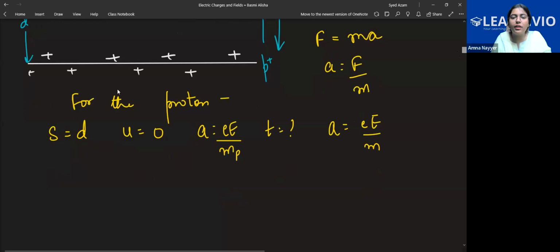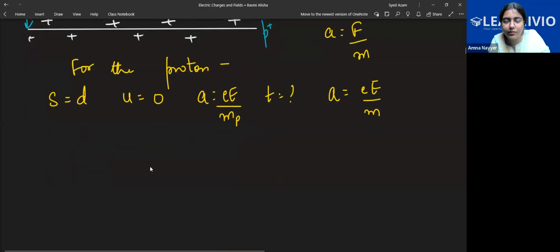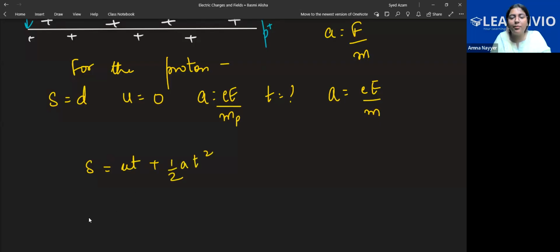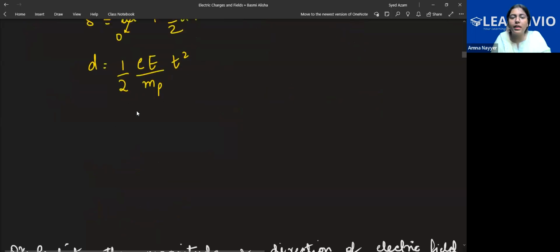So look, which equation should be suitable according to you? S is equal to ut plus half at square. Correct. If you put the value, ut is 0. We get the answer very quickly. Half, acceleration is eE by mp, t square. So what do you require to calculate? You require the value of t. T will be under root of 2 d mp divided by eE.